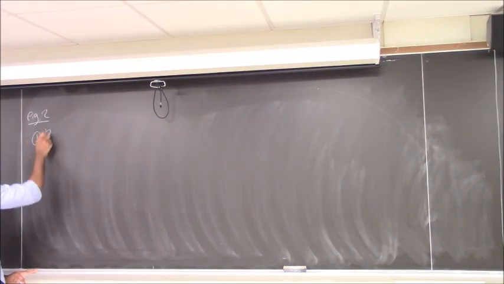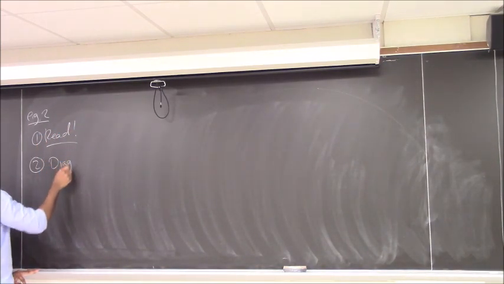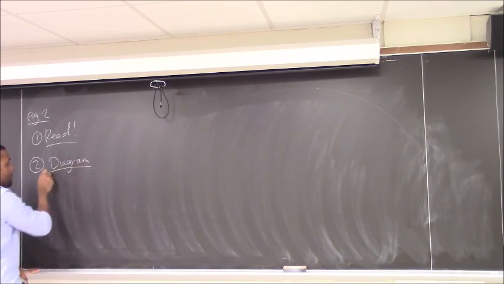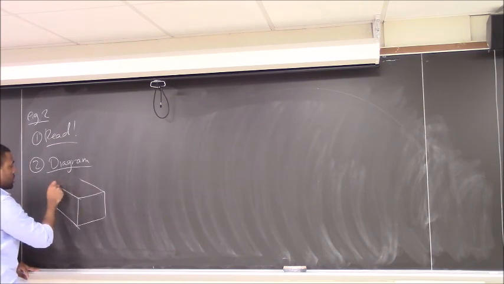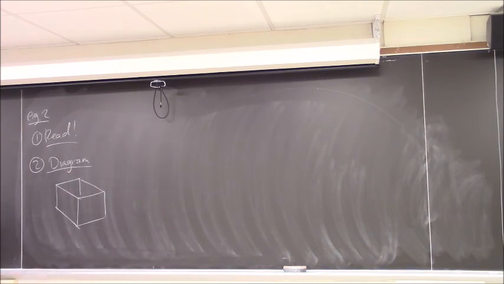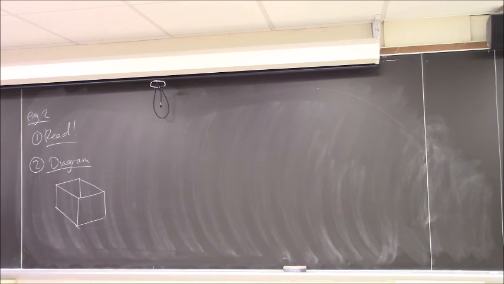So step 1 would be to read. Step 2 would be to draw a diagram. So here I have an open box. How would I label this box? The ends were square, right? The ends were square. So it'd be the same variable. Right, so if I call that x, I'd also call this x because it's a square. They didn't give me any other information about the other side, so I'll call it a different variable, y.